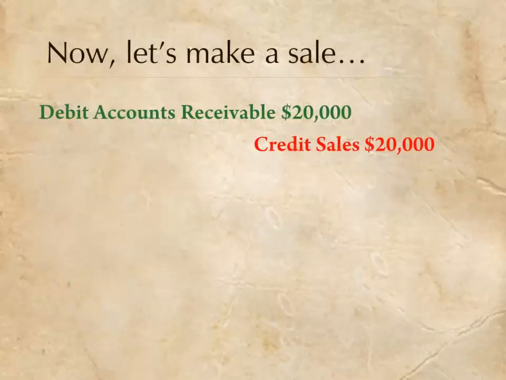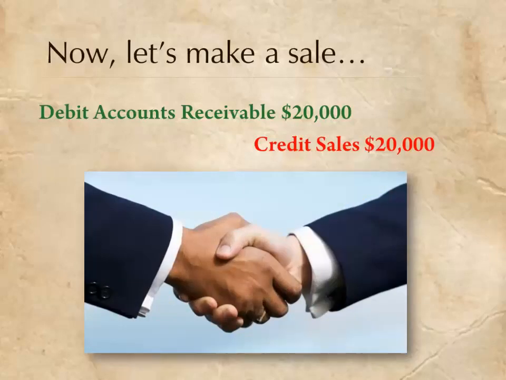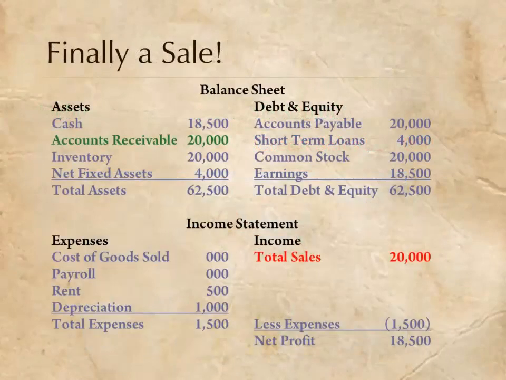We sell $20,000 worth of product to a customer who wants to pay within 30 days. We account for it by debiting accounts receivable for $20,000 and crediting sales by $20,000. Notice that this transaction takes us into profitability. We show earnings of $18,500, $20,000 in income, less the $1,500 in expenses.